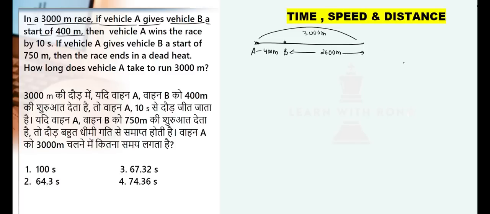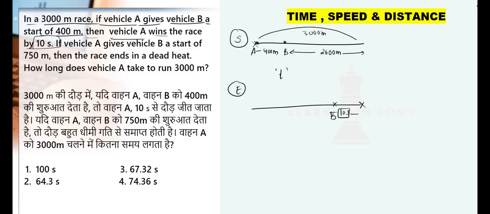Okay, then vehicle A wins the race by 10 seconds, which means this is the starting point, right? So let's take any point as the ending point. This is a 3000 meter race track. After a particular time t, A reaches from the initial point to the destination point, but B is 10 seconds behind the final destination, which means B is still 10 seconds of distance behind the final destination.